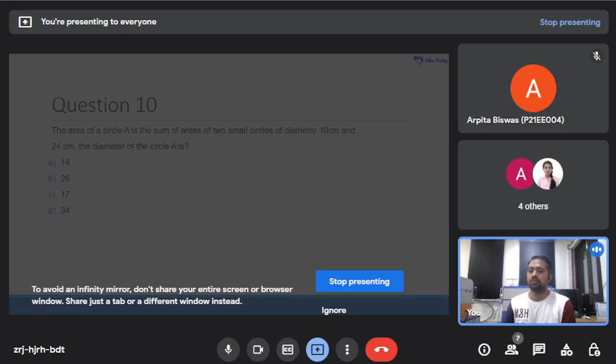Now let's come to our 10th question. The area of a circle A is the sum of the areas of two small circles of diameter 10 centimeters and 24 centimeters. The diameter of circle A is... Can someone try to answer? A equals area of x and y, we say x has a diameter of 10 centimeters and y has a diameter of 24 centimeters.